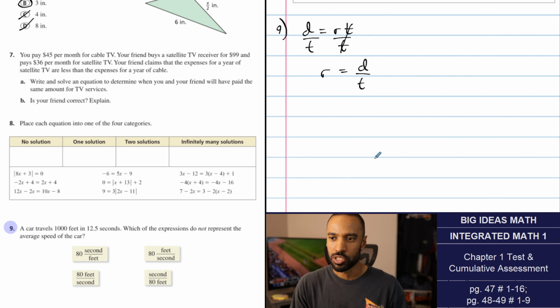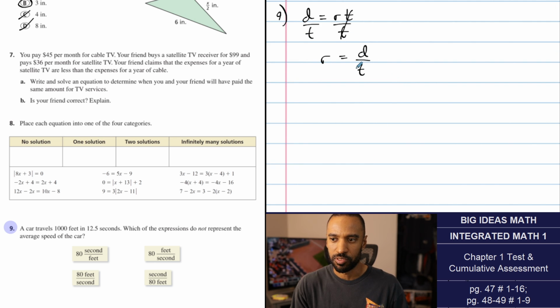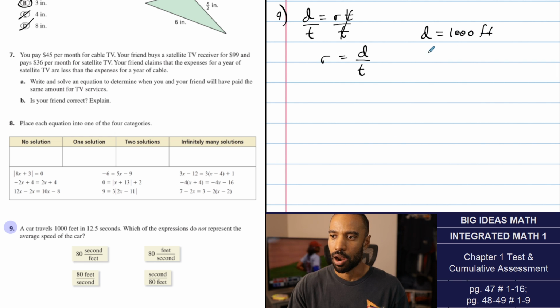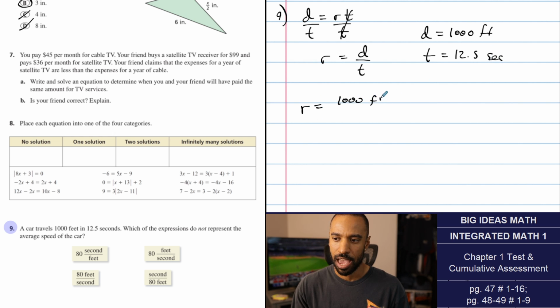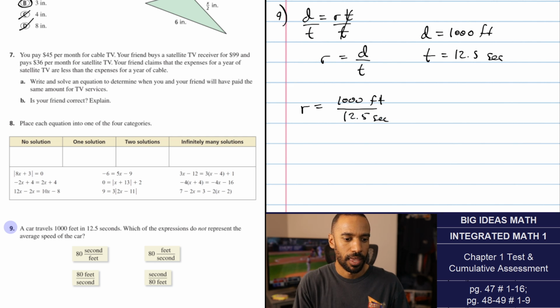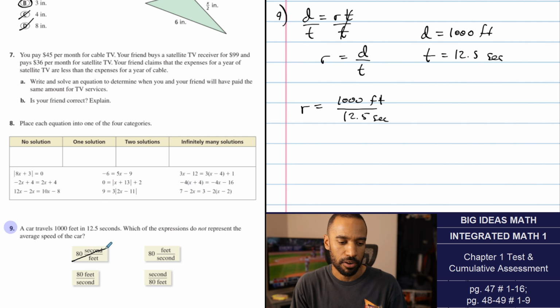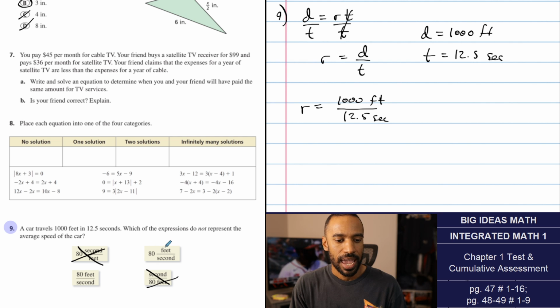So for all of these, the average speed of the car will be some form of distance over time. Our distance is 1,000 feet. Our time is 12.5 seconds. So we can represent rate as 1,000 feet every 12.5 seconds, which of course can be written with some sort of division. So let's see. 80 seconds per feet would be incorrect because of the units. It doesn't matter if the number's right, the units are not. 80 feet per second, we'll see. Seconds per feet here will be incorrect as well. So 80 feet per second or 80 feet over 1 second.